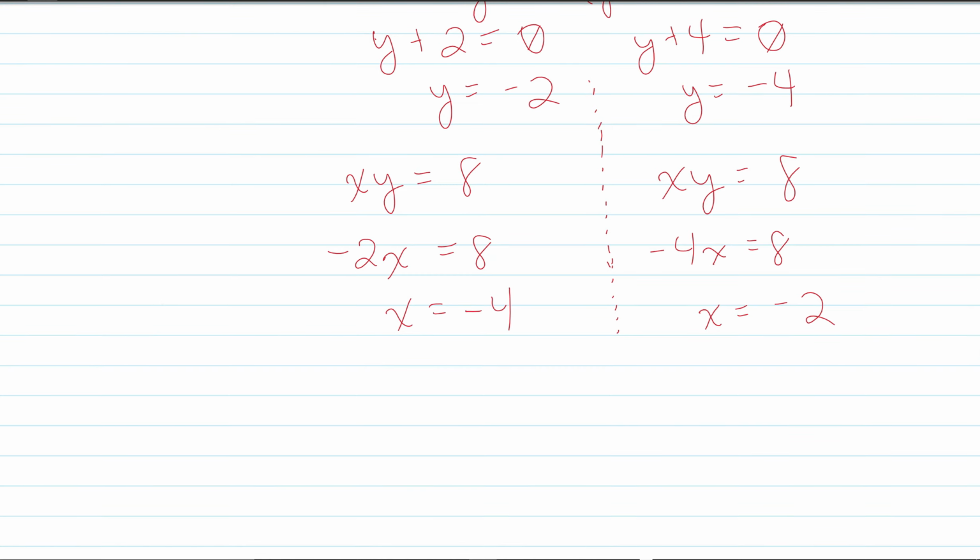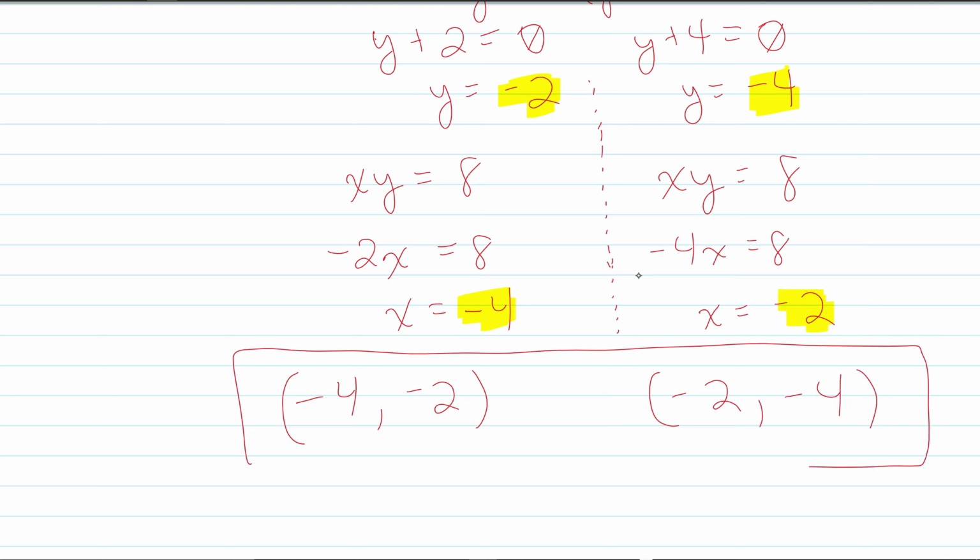Alright, so remember, our solutions will be ordered pairs. So this ordered pair is negative 4 comma negative 2, right? Negative 4 and negative 2. And then this second ordered pair is negative 2 and negative 4. So the solution to this system of nonlinear equations in two variables is negative 4 comma negative 2, and the other solution is negative 2 comma negative 4.